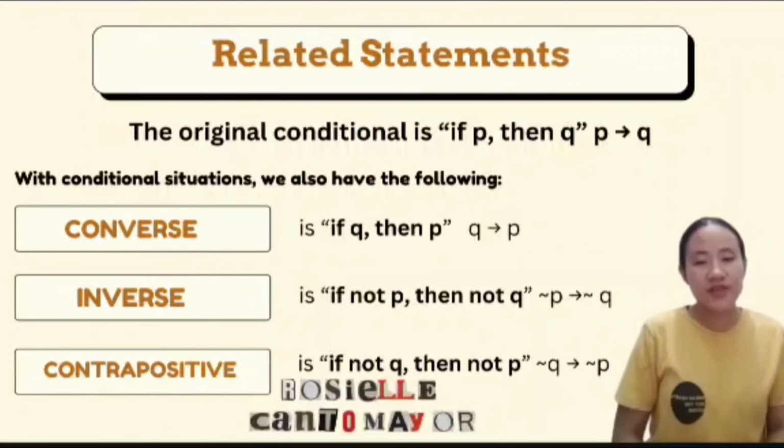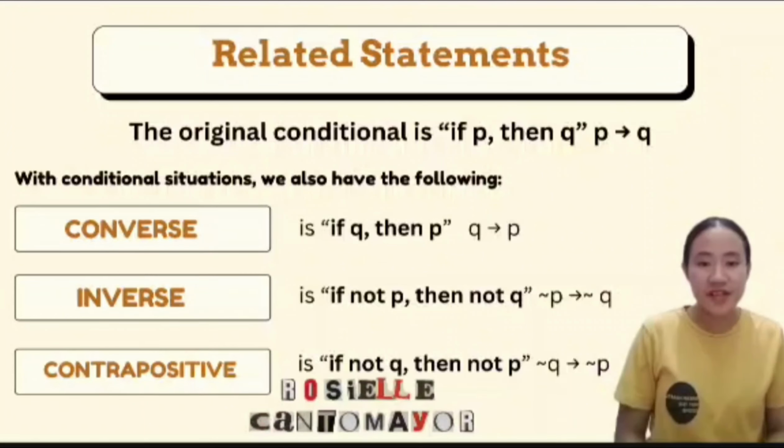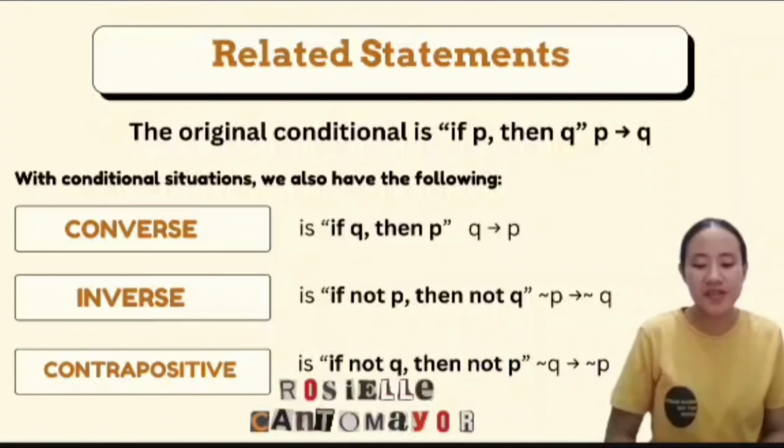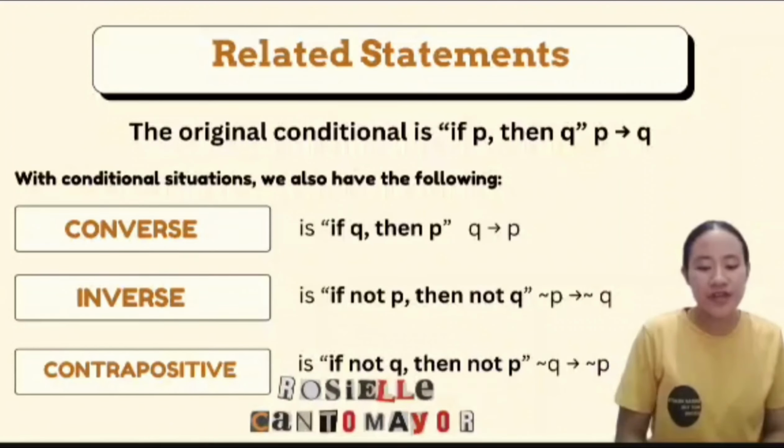Today, sir, I'll discuss the converse, inverse, and contrapositive, which are the different types of conditional statements. First is the converse. Converse swaps the hypothesis and conclusion of a conditional statement, while inverse negates both the hypothesis and conclusion. Lastly, the contrapositive swaps the hypothesis and conclusion, then negates both.